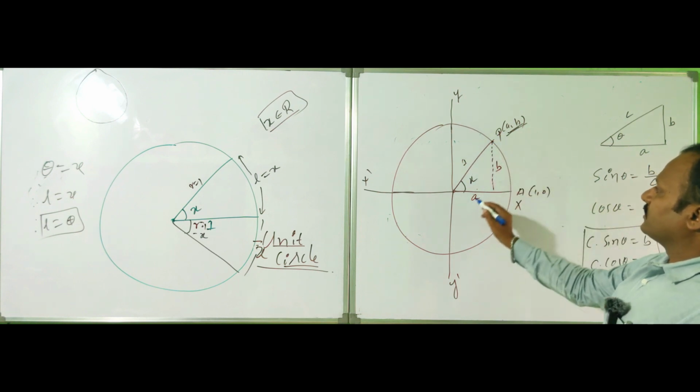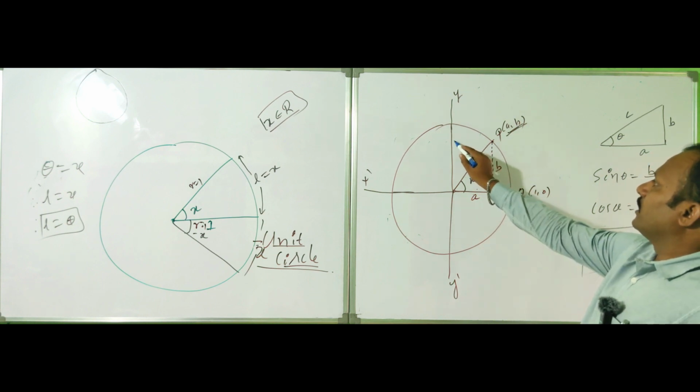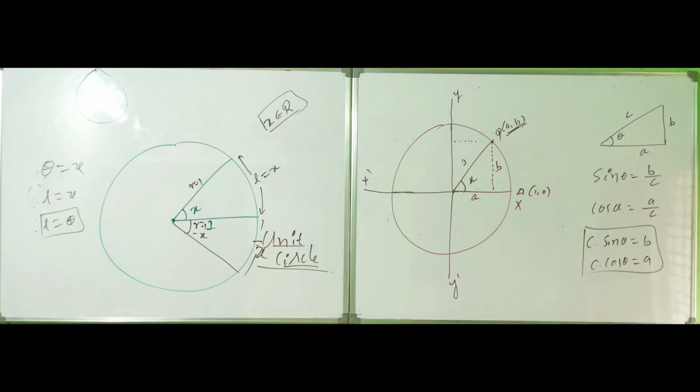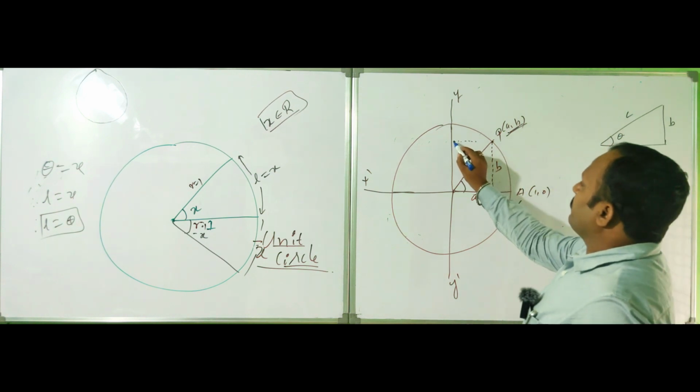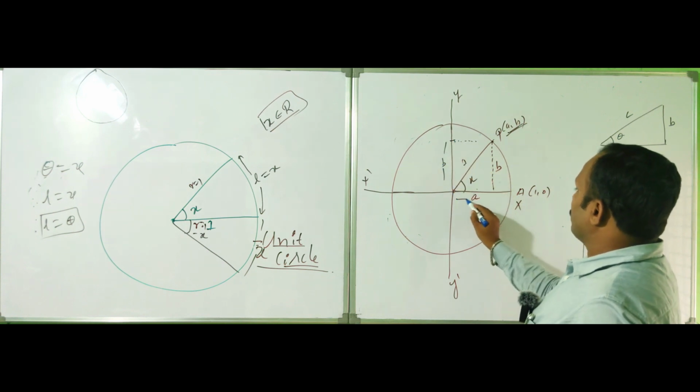This is the value of x. This is the value of x. This is the value of y. Okay, correctly. And, okay sir, this is the value of B. If you consider, this is the value of B and this is the value of A.